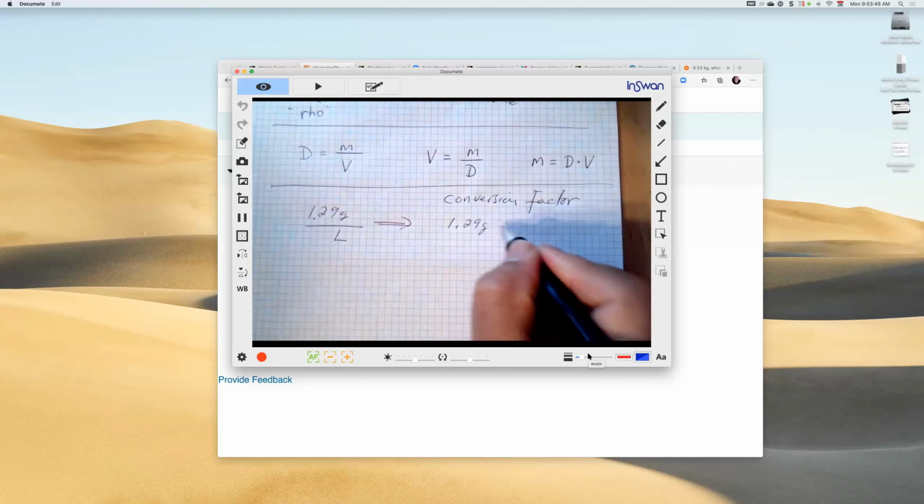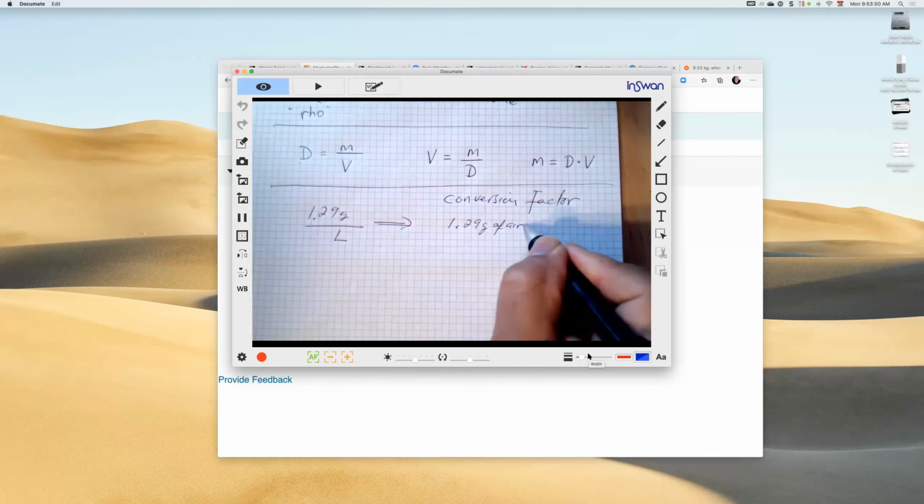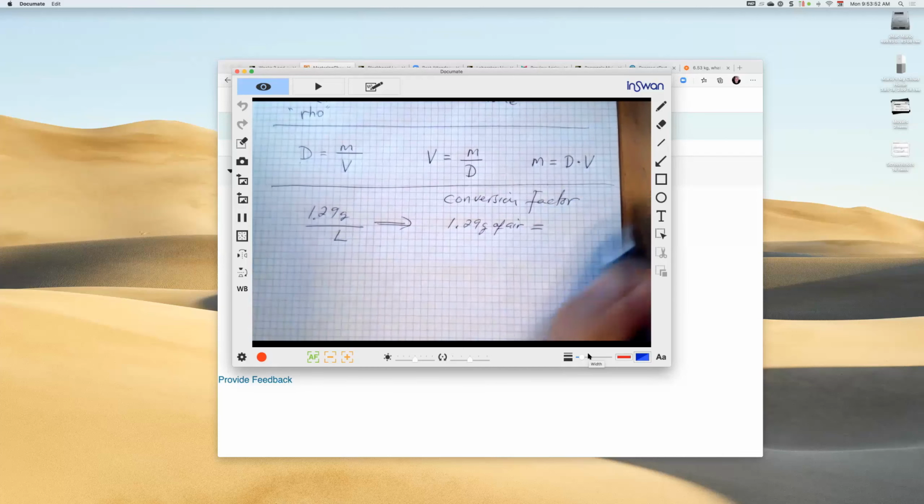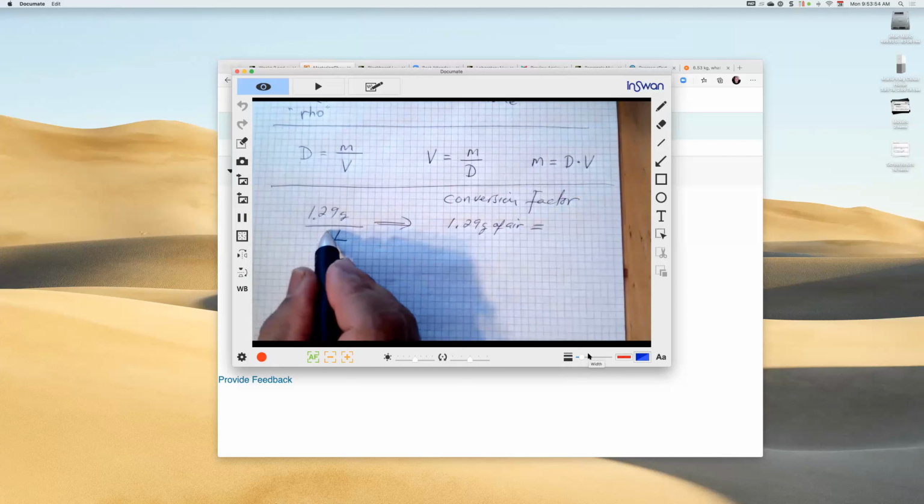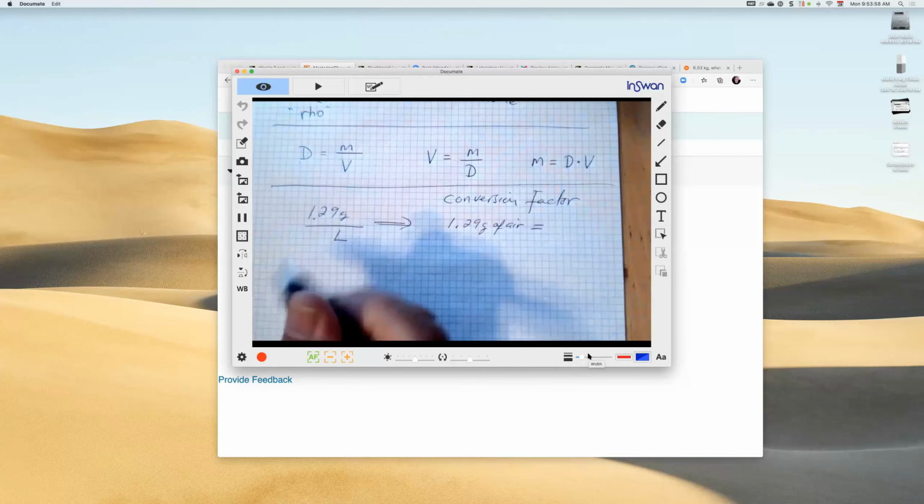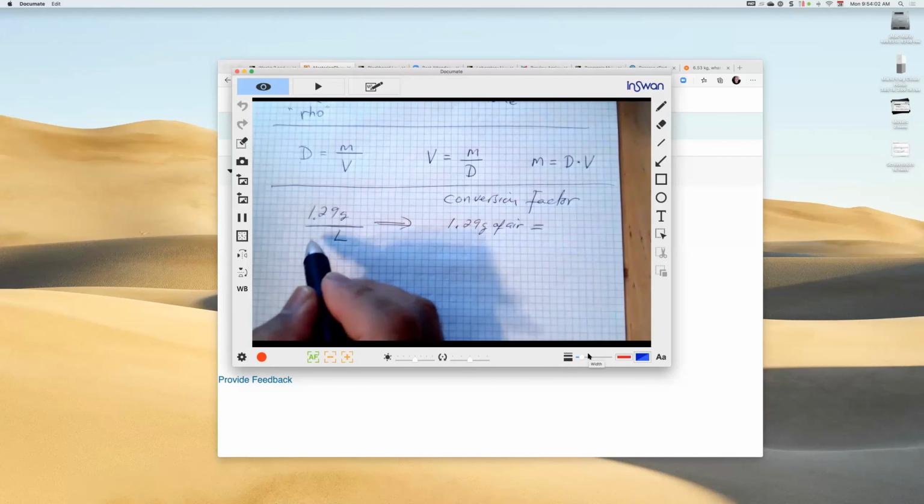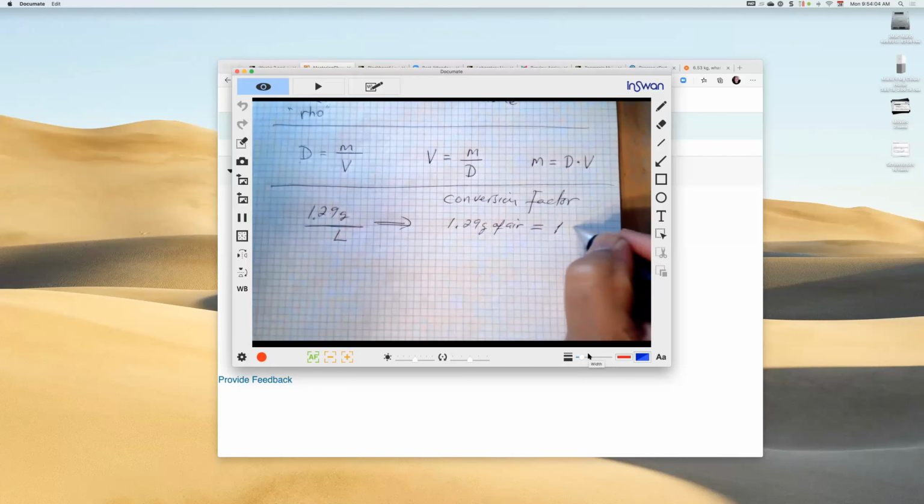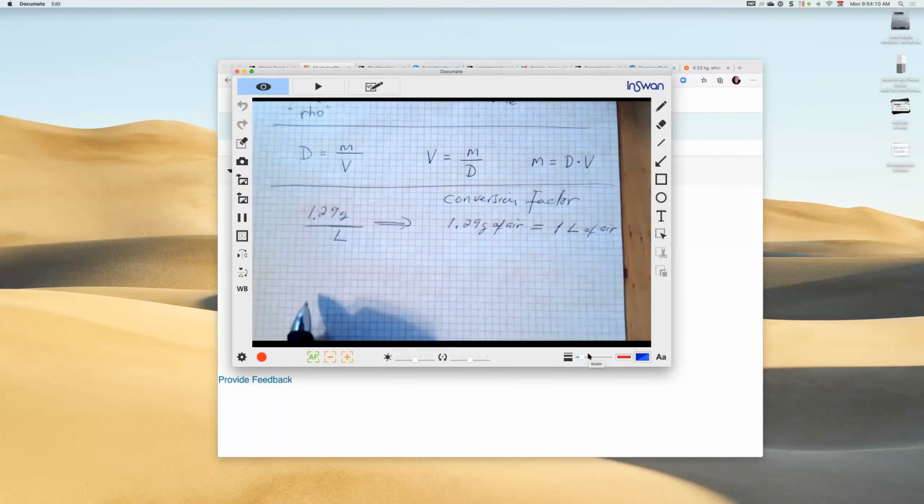1.29 grams of air equal exactly, there's an implied 1 here. You don't see it, but when you see per liter and no number, it means per 1 liter of air. So the per any unit is per 1 of that unit. So that's actually a conversion factor.